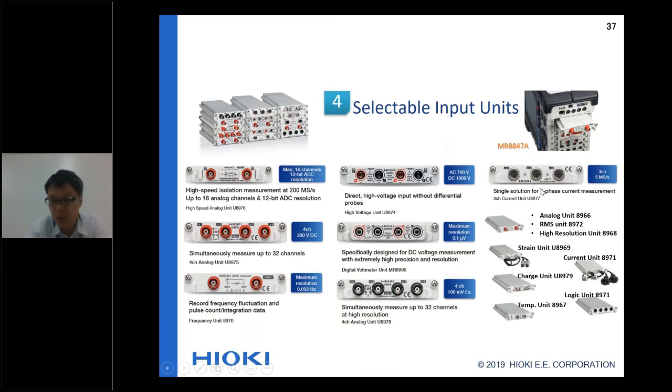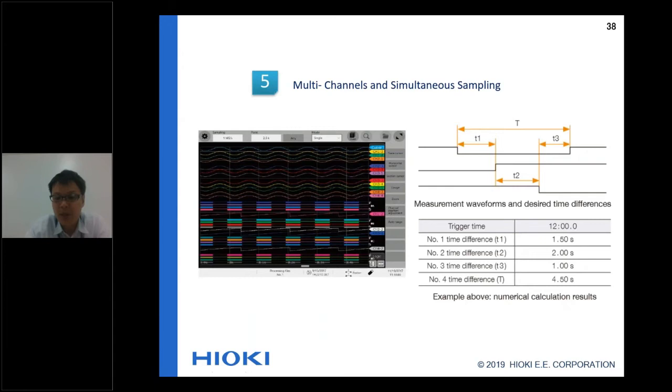Current input means you can connect to our current sensor. You can measure the current like this. And strain unit, if you want to measure vibration and strain, you need a strain unit. Charge unit, if you want to measure acceleration, charge unit is also okay. Temperature unit, if you want to measure temperature, you can set a temperature unit like this. And finally, multi-channel. As I told you, our memory recorder can measure multiple channels. Our MR8847 can measure up to 16 channels, and the MR6000 precision memory recorder can measure up to 32 analog channels. Again, all channels are isolated.